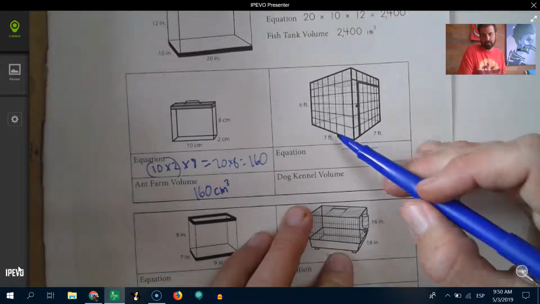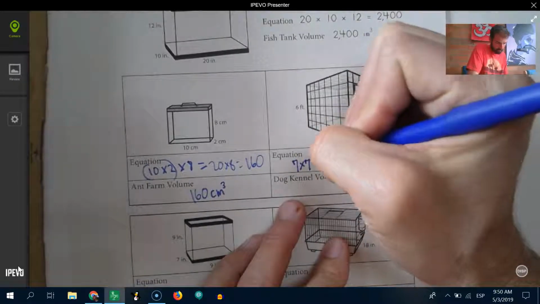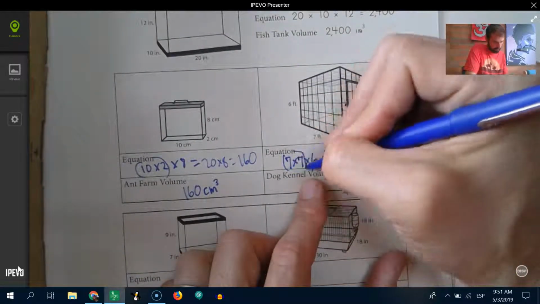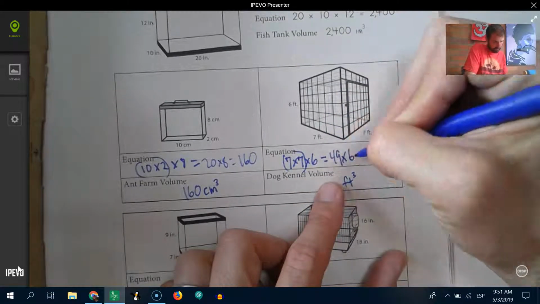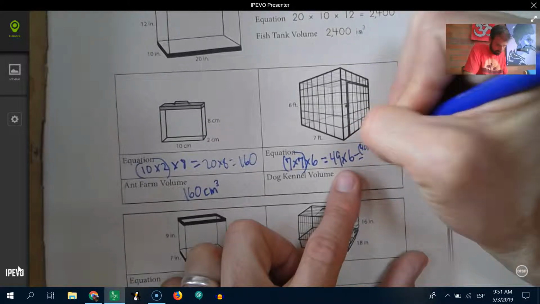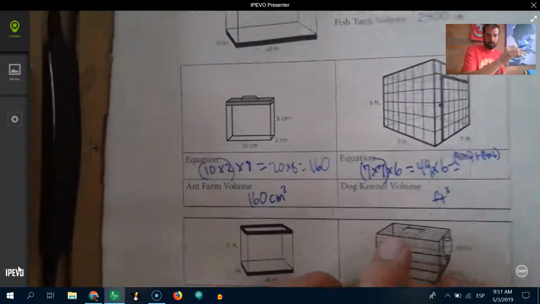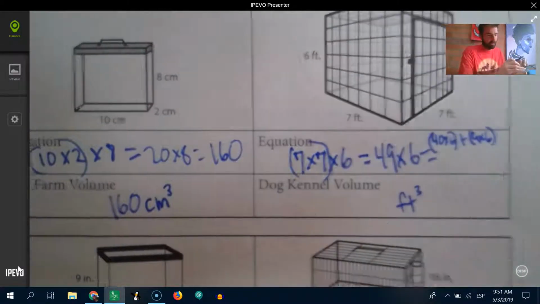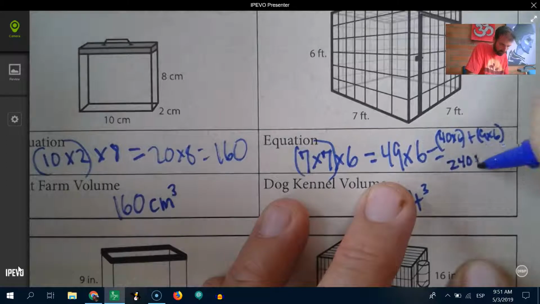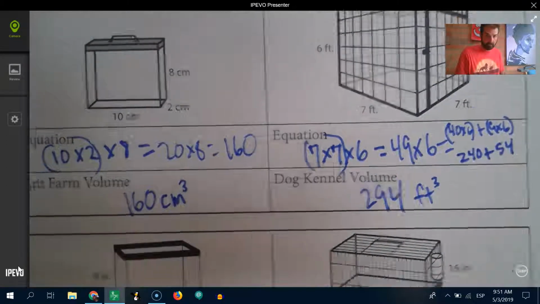We have a dog kennel, so I see that my units are feet, so that's definitely going to be feet cubed. My base is 7 by 7 and my height is 6 feet. I don't see anything particularly easy to do with the equation, so I'm going to keep it with my base, which is 49 times 6. I do like breaking this stuff apart. So this is 40 times 6 plus 9 times 6. I'm using the associative property to help myself with my multiplication. Let me zoom in a little bit. So I have 40 times 6 plus 9 times 6, so that's going to change to 240 plus 54, which is 294 cubic feet.